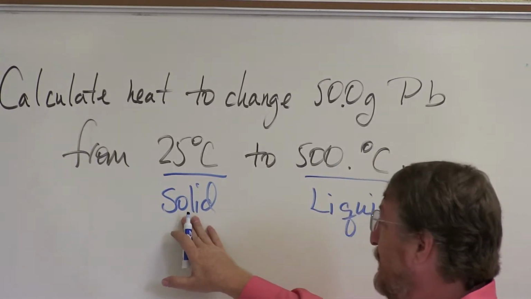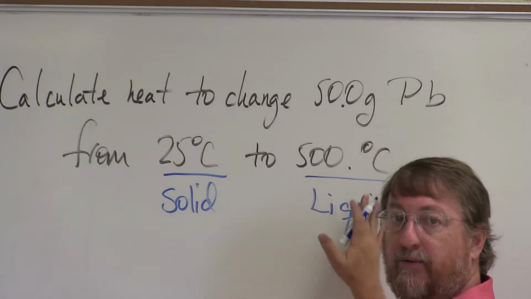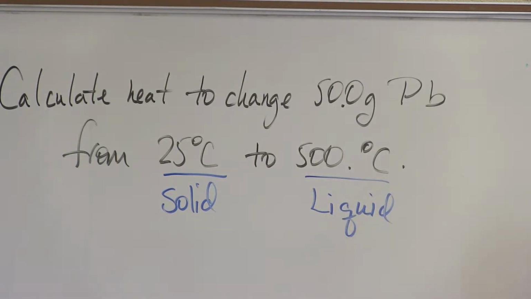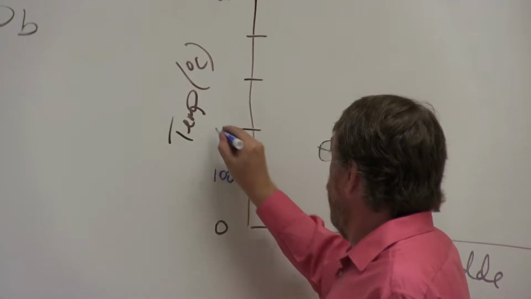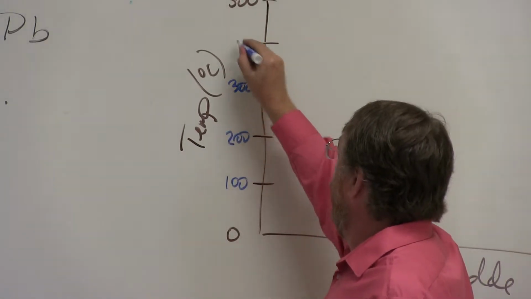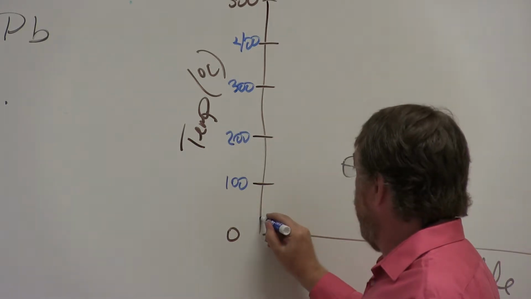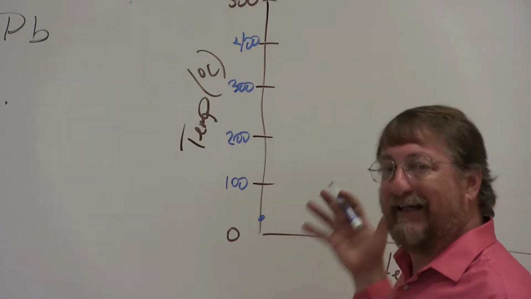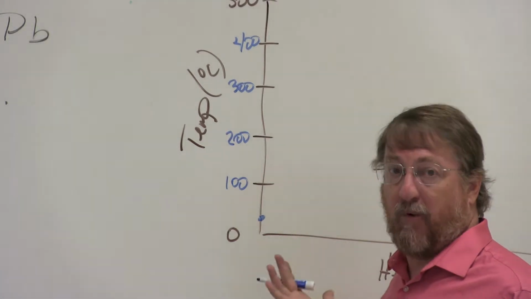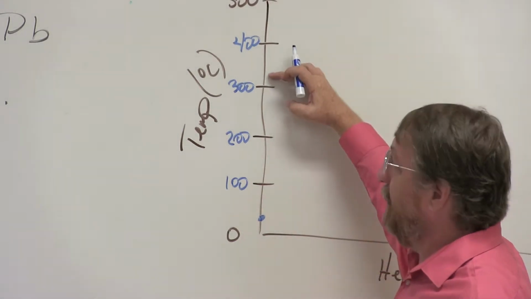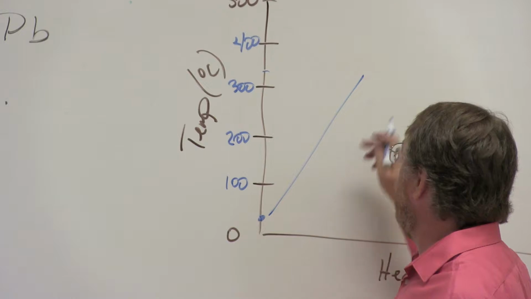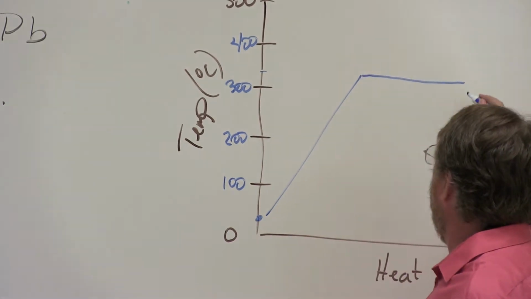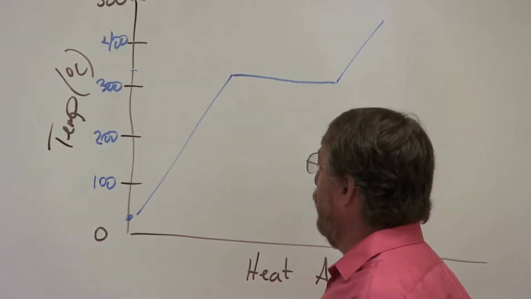So we're going from somewhere in the solid through the melting point to the liquid. We're going to have three calculations here. So let's do it up here. We're starting at 25 degrees Celsius, and we're going to 500. Obviously, this would be 100, 200, 300, 400. So we're starting about right here. We're going to heat until we reach the melting point. The melting point is 327.5, so it's somewhere about right there. At that point, all of our energy is going into melting. Then we're going to heat to 500.